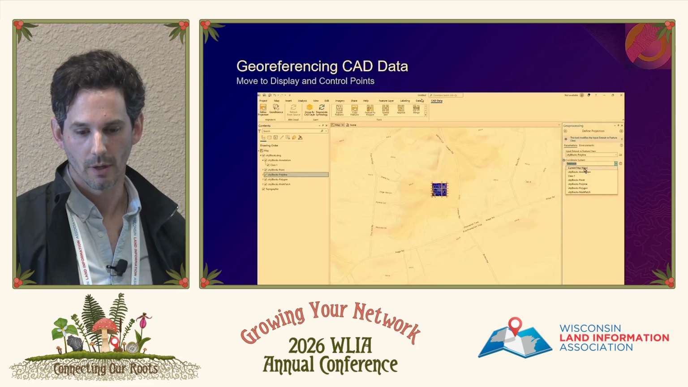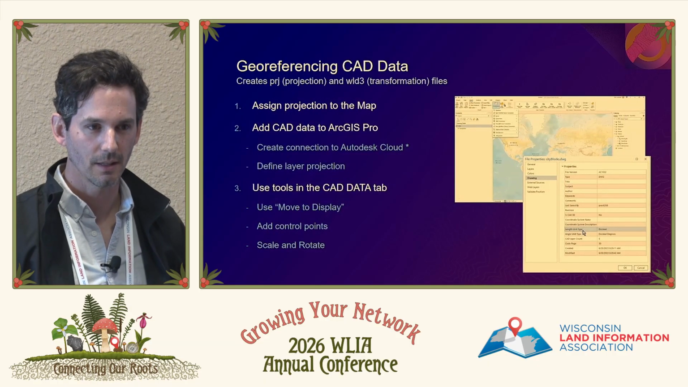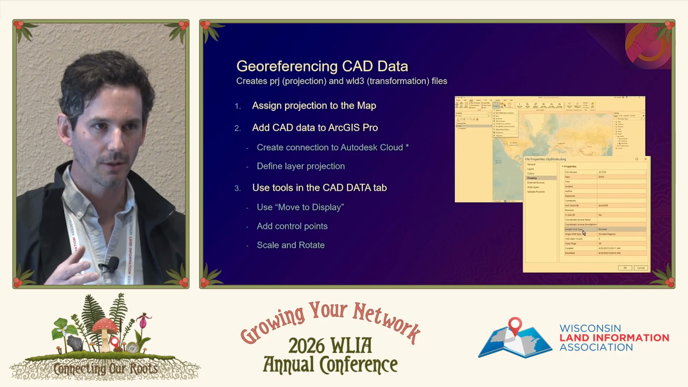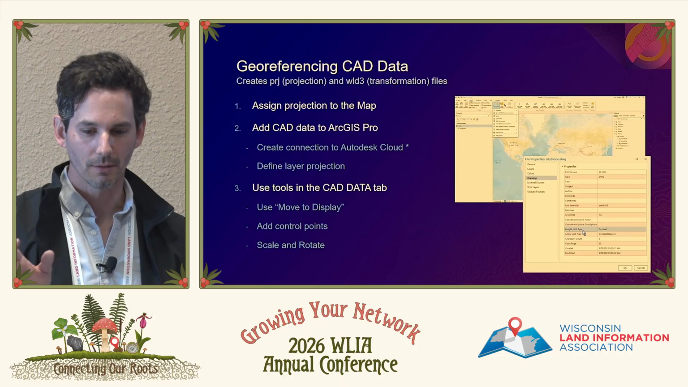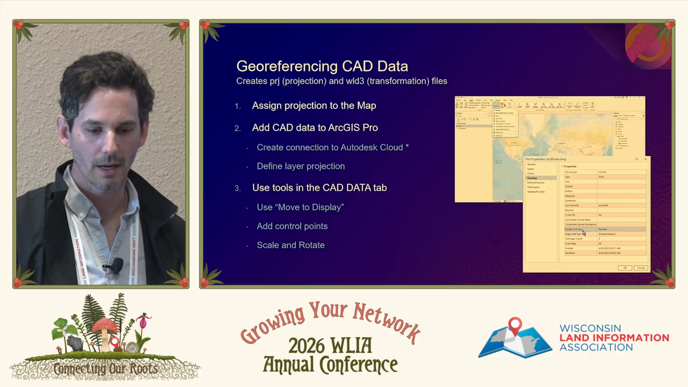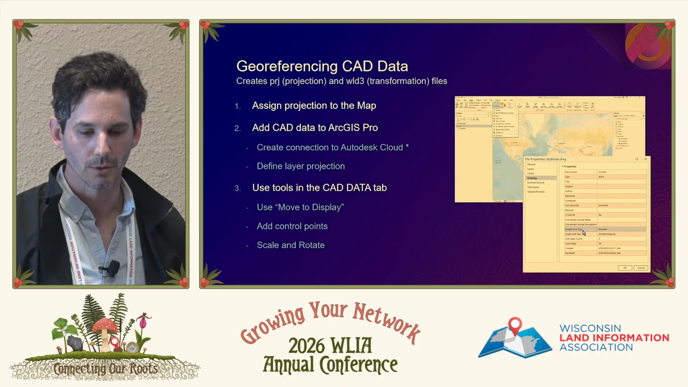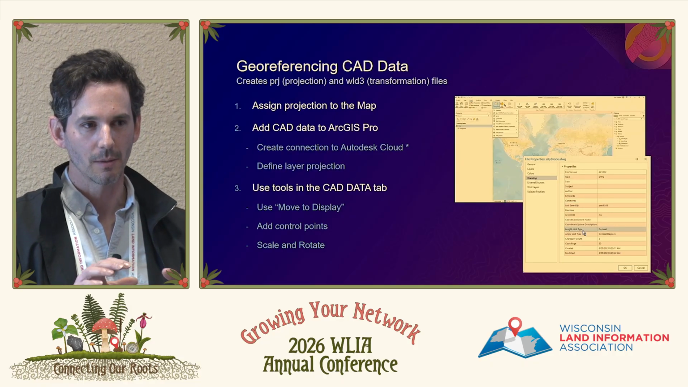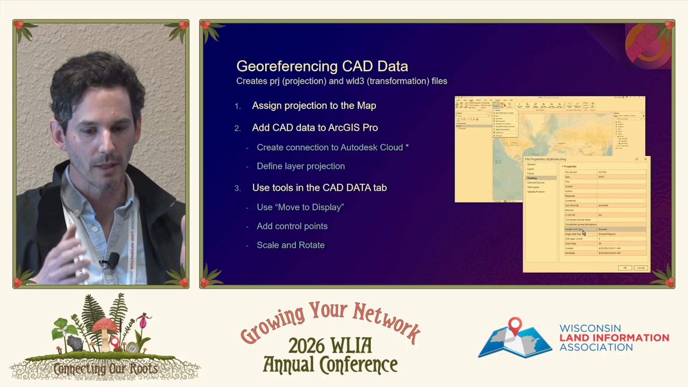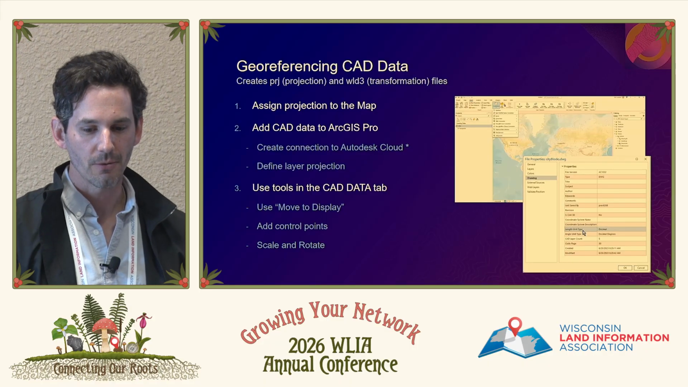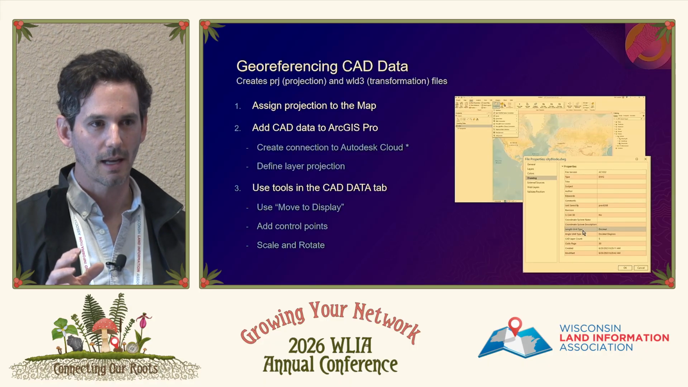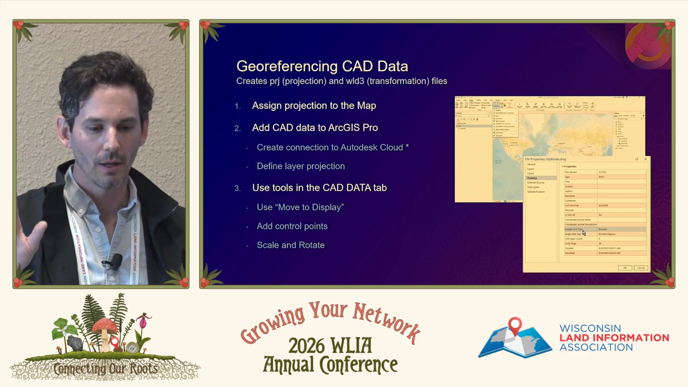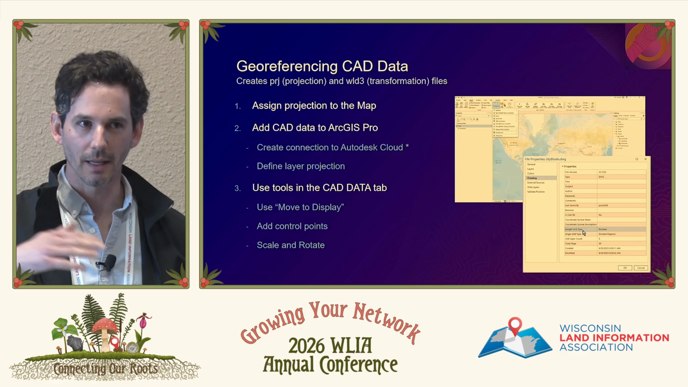And what I was referring to in the beginning: you have this new CAD data that you don't know very well, or you're trying to use for something and it's not in the right location. These are the steps to georeference that. And it can be something more 2D or something 3D too. So the first best practice here is to assign a projection to your map in Pro. And then you can bring in the CAD data.